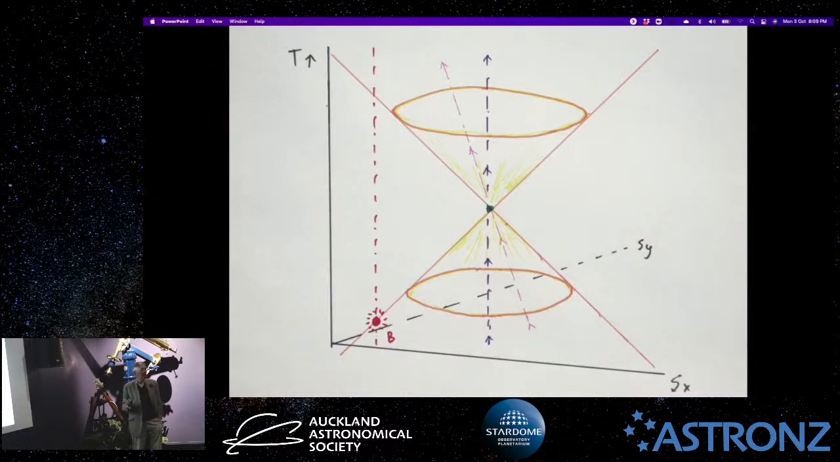Does anybody know who invented spacetime? Yeah, a chap called Minkowski, Hermann Minkowski, who was one of Einstein's math teachers, in fact. He died very soon of a burst appendix, unfortunately, not long after inventing spacetime.